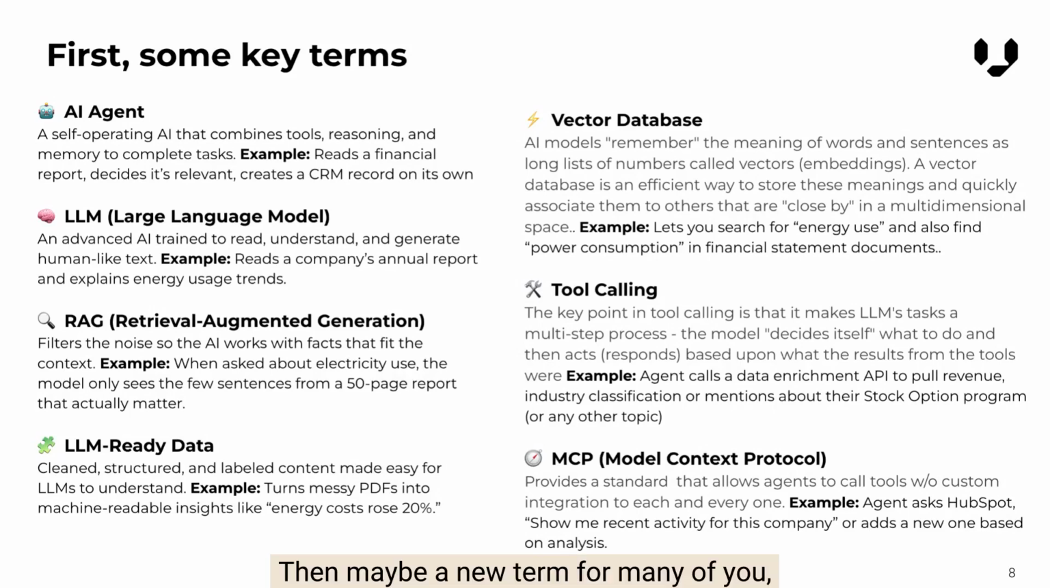Then maybe a new term for many of you, RAG, Retrieval-Augmented Generation. An important part of these agents, because we work and operate with lots of text. So this is what you need to have in place, and what basically vendors of these AI agents need to have in place. It's important because it filters the noise so that AI is working with real facts that actually fit the context of the AI model.